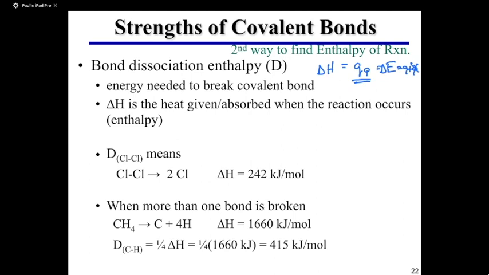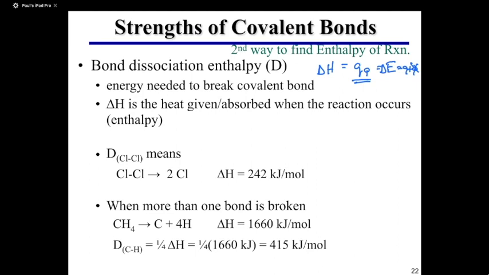This is the energy needed to break a covalent bond. The bond has 2 electrons at least being shared, could have 4, could have 6, depending upon double or triple bonds. To break that bond requires some energy, and every bond has a different value. If I say D subscript Cl-Cl, it means I'm breaking a Cl to Cl bond, and it will require the investment of 242 kilojoules to break a mole of those.